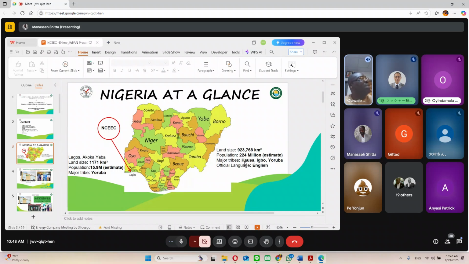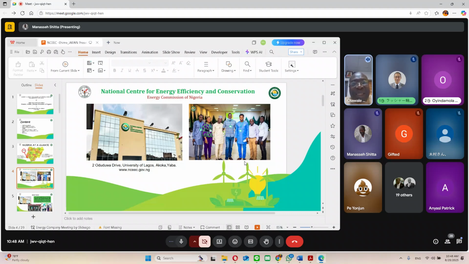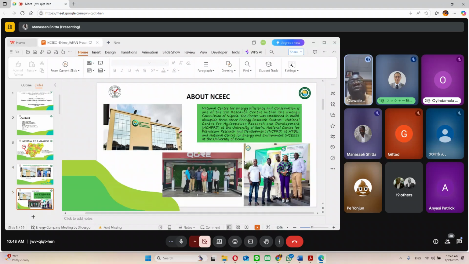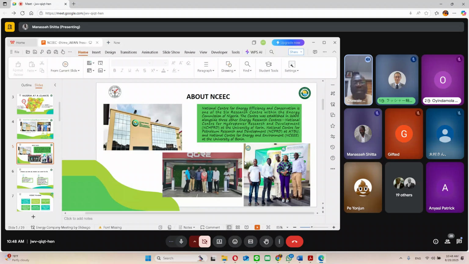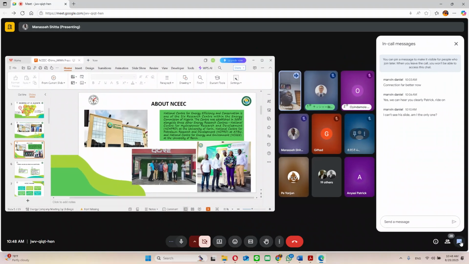That's the Yoruba area. That's Lagos, where our center is. It has 1,171 square kilometers, with an estimated population of about 25 million, and the major tribe there is the Yoruba people. The essence of the National Center for Energy Efficiency being located in Lagos is because 40% of energy usage in Nigeria is in Lagos. Lagos is where energy is actually spent in Nigeria. And that is the beauty of the National Center for Energy Efficiency and Conservation. I hope everybody can see that.